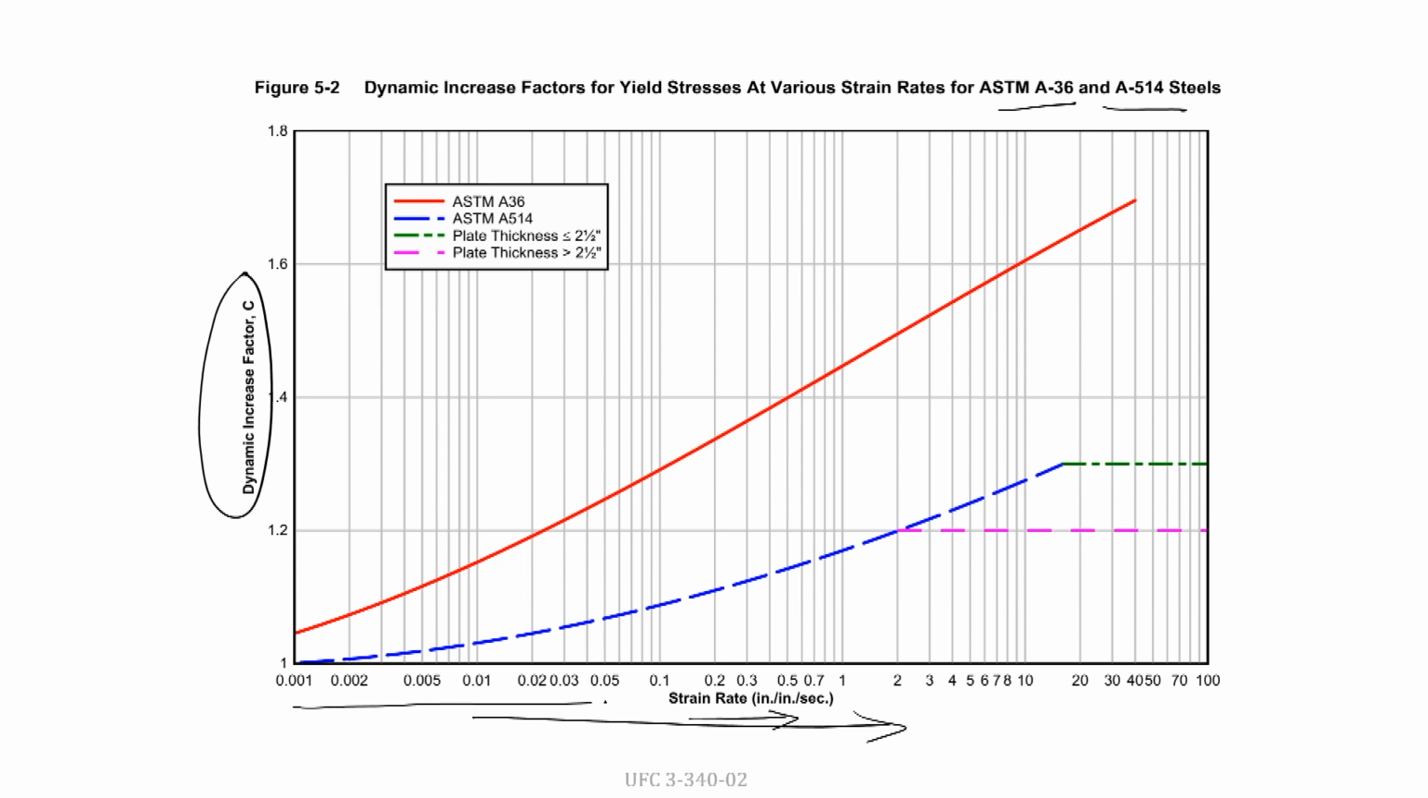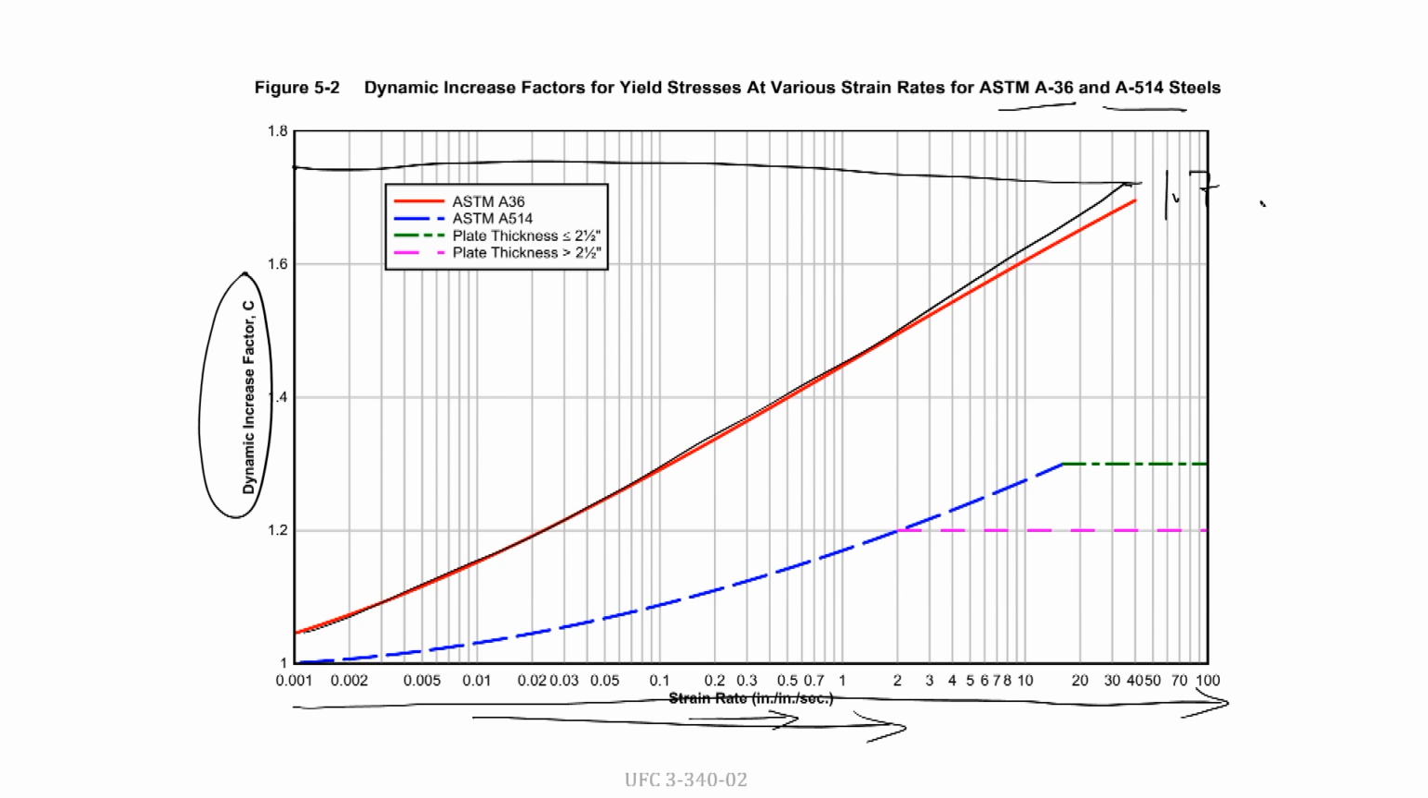So, as you can see, if we keep on increasing the strain rate, there is a significant increase in the value of the yield stresses. For A36 type of steel, we can see that it can increase as high as 1.7. It means that there is an increase of 70%. And for the other grade of steel, it increases to at least about 20%. Depending upon the thickness of the material, it then attains a constant quantity.